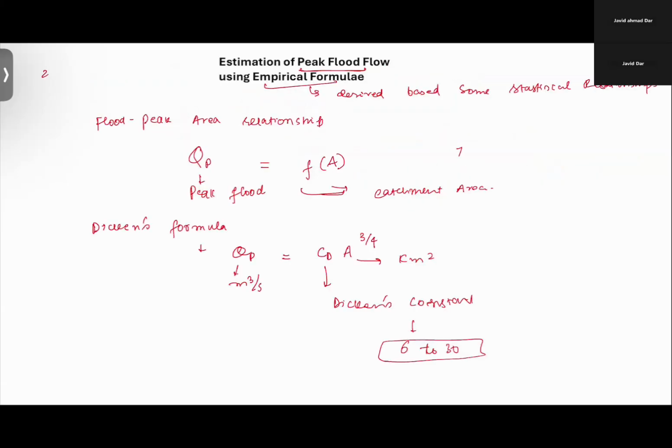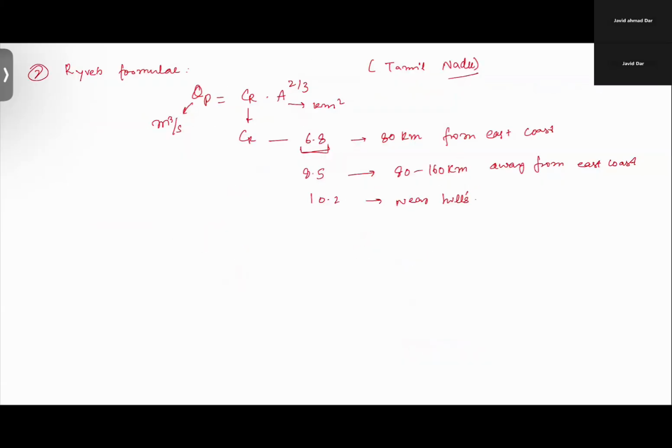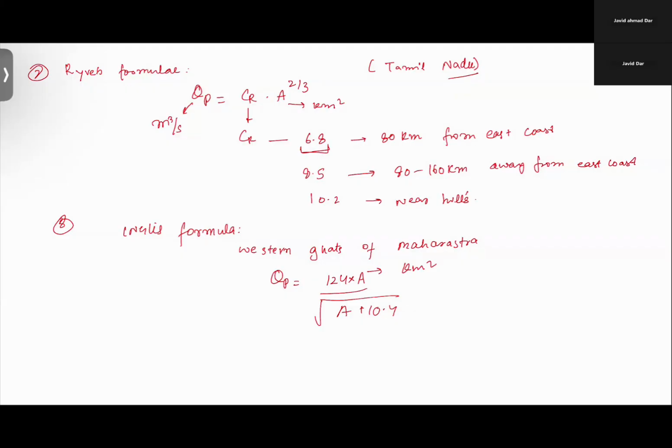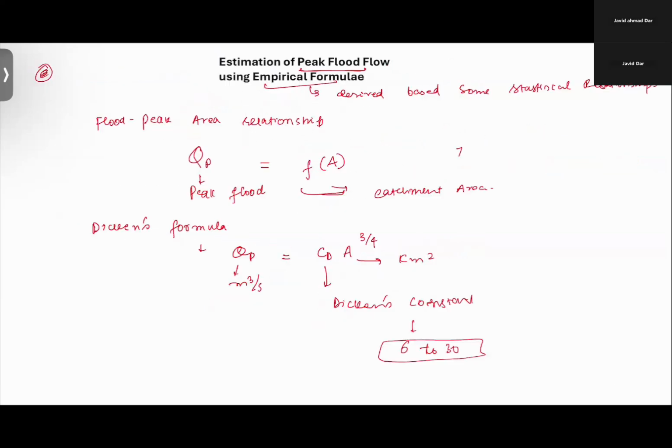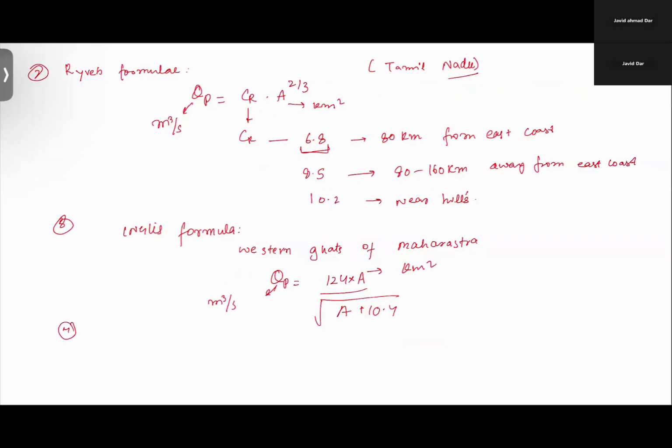Now this is the second one, and the third one is the Inglis formula. So this formula is mainly applicable on the Western Ghats, that of Maharashtra, and your peak flow is determined by the equation 124 into area divided by square root of A plus 10.4. Area is to be taken in kilometer square. Your QP is to be taken in meter cube per second. And after this, the way to determine the peak runoff is by the envelope curve.